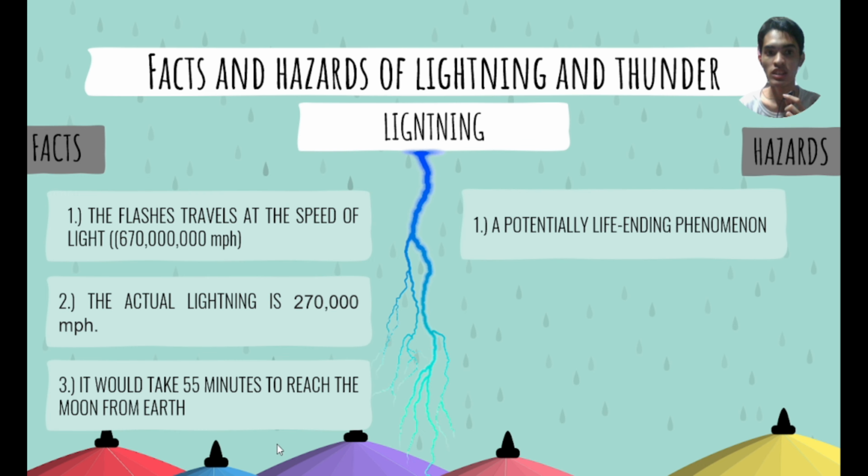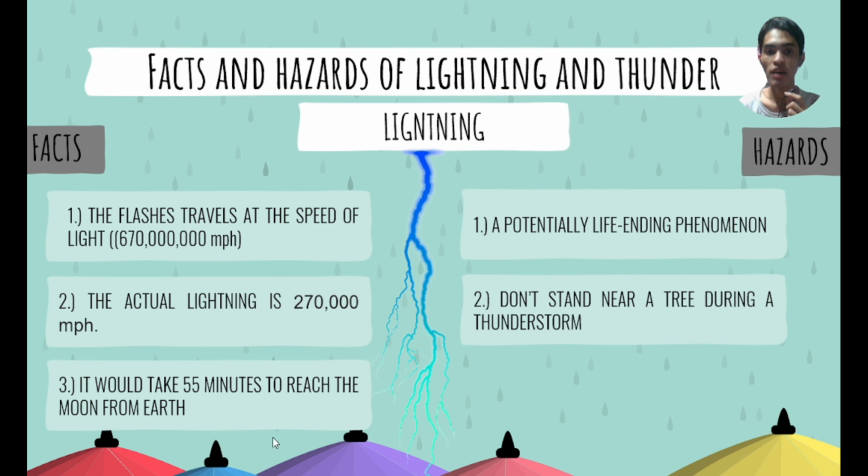The hazard is that it is a potentially life-ending phenomenon. And please don't stand near a tree during a thunderstorm, because about 240,000 incidents of lightning strikes happen globally each year. And according to National Geographic, annually about 2,000 people are killed worldwide by lightning.